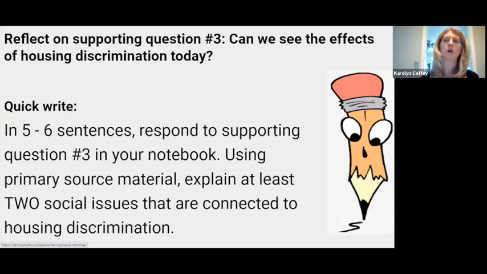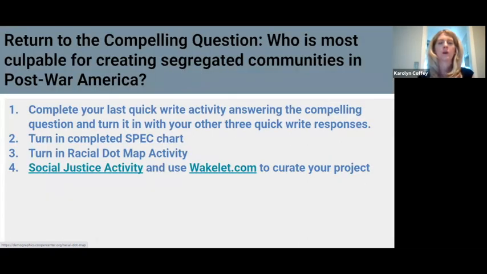And again, going through all the material, then at the end, they would go ahead and answer the final supporting question here: Can we see the effects of housing discrimination today? So at the end of this, they would turn in all their quick writes. They would have that completed spec chart. They would turn in, obviously, the racial dot map activity and all the other activities that you may or may not have chosen.